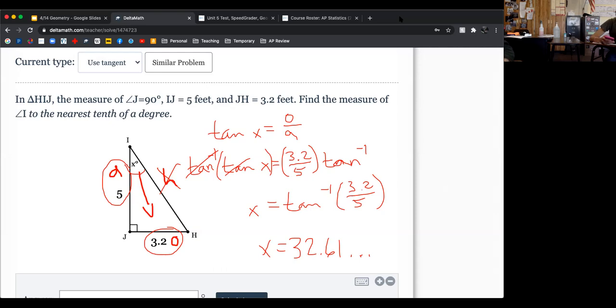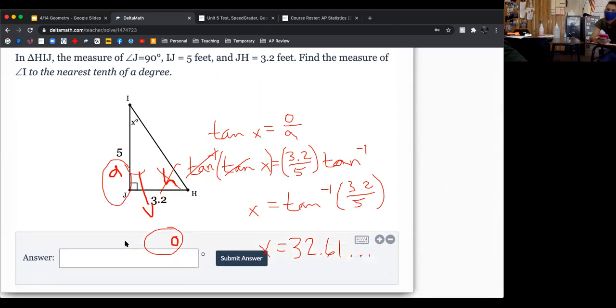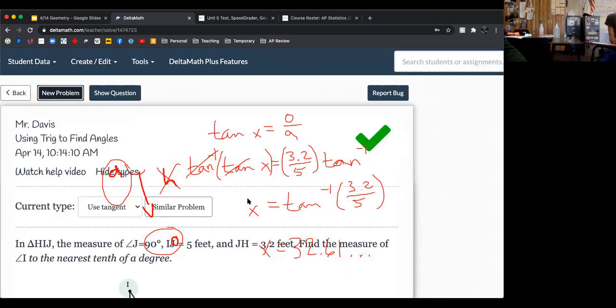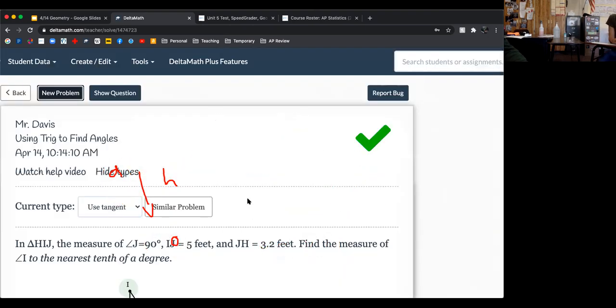It could be in Delta Math, in any situation. Just make sure you know what answer form they're looking for. So it says 1/10 of a degree, so we can round that off to what? 32.6. Okay, we got it. Clear that.